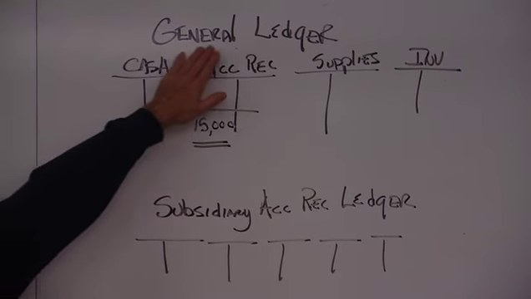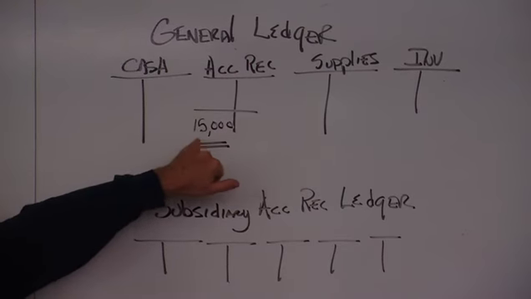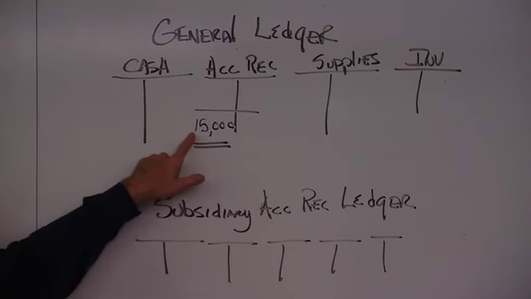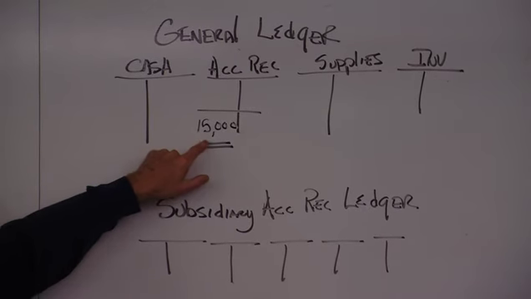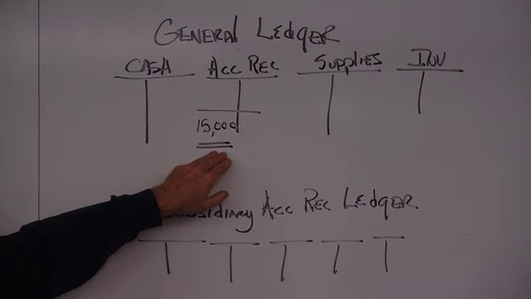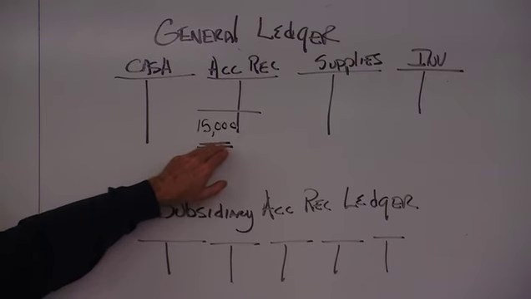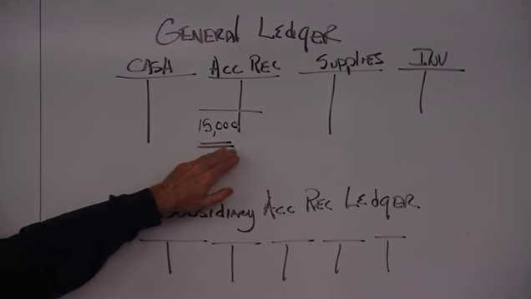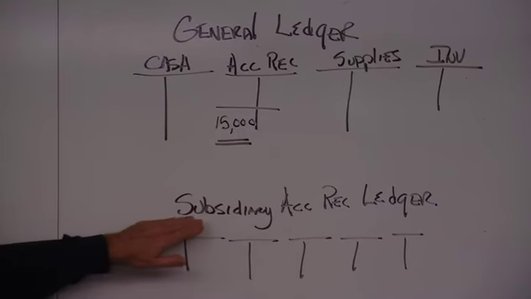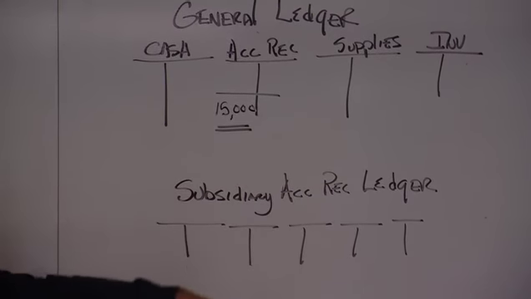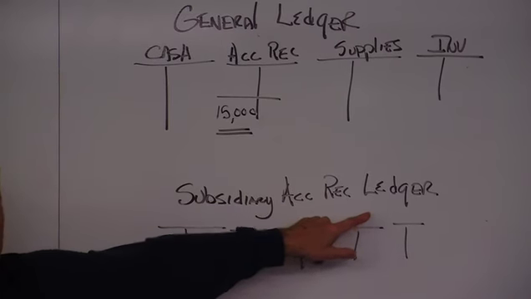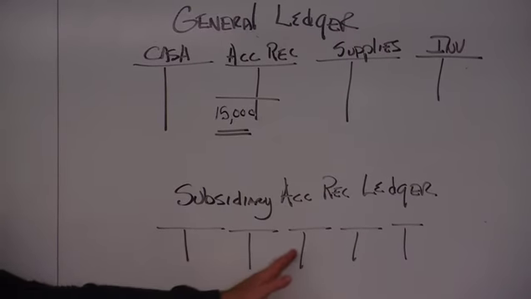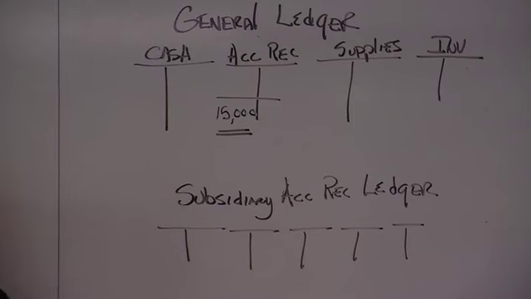Well, if all we had was the general ledger and we had that balance, we wouldn't know by looking at that who owed us the $15,000. So we need a mechanism to help us show who owes us that money. That is done in something called the subsidiary ledger. In this one I have a subsidiary accounts receivable ledger. And we're going to have customer A, B, C, D, and E.